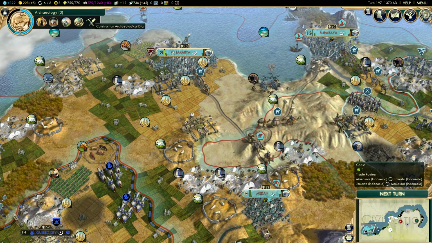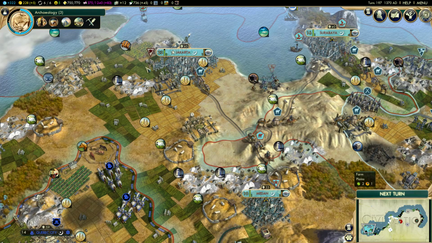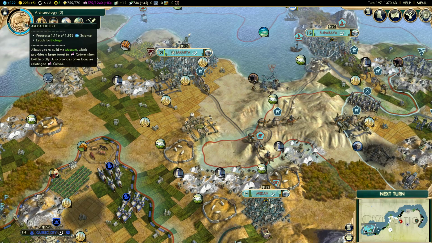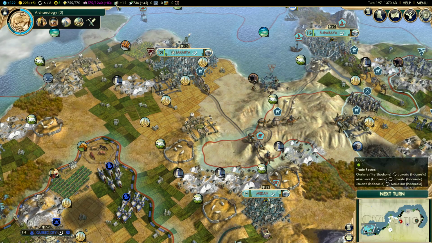One more thing is making archaeologists and having them construct monument things. Don't remember the name. This is also a very good way to increase your culture output, so it's often worth doing. And well, that's pretty much all I have to say.